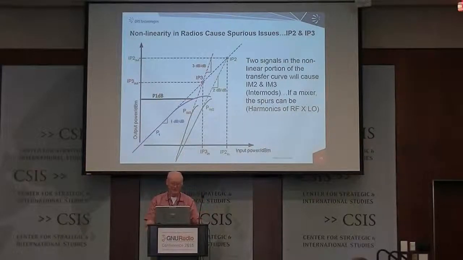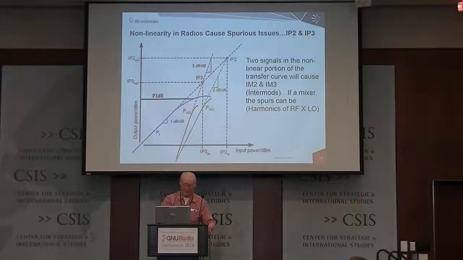And on the red line, you see the third order products will start coming up. And they will go up, every 1 dB increase in input will cause a 3 dB change in the output. And then you notice these little dotted lines. They will intersect your normal line that would increase if you had a tremendous dynamic range, because you don't.